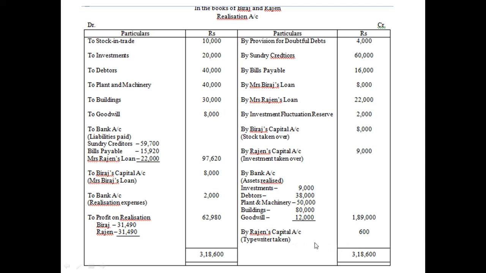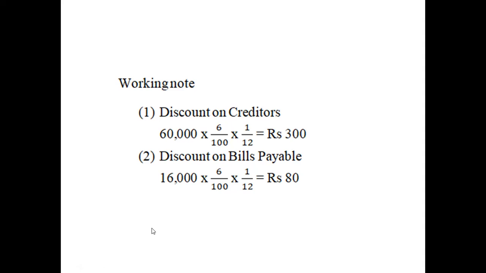After that we have realization expenses of rupees 2,000, which will be paid by the firm. So the entry will be passed through bank account, realization expenses, this 2,000. After that we find the balance, and the balance will be 62,980. Sorry, this amount will be here, not here. The amount will come here. So 62,980 rupees, and the partners are equal, so we will distribute this profit on realization to both Biraj and Rajan equally.